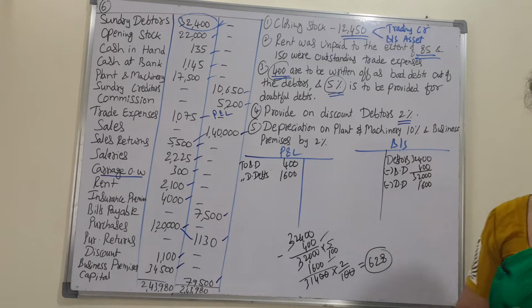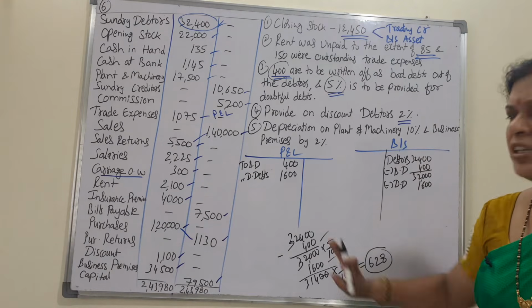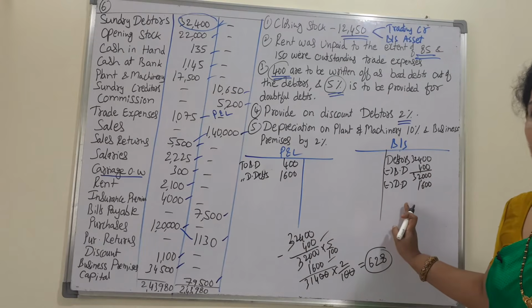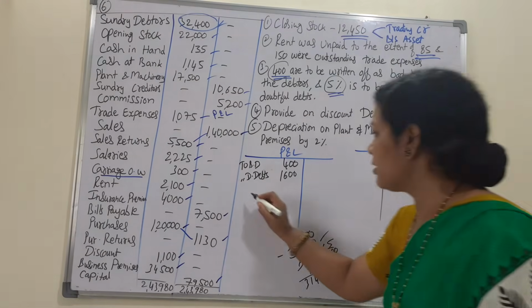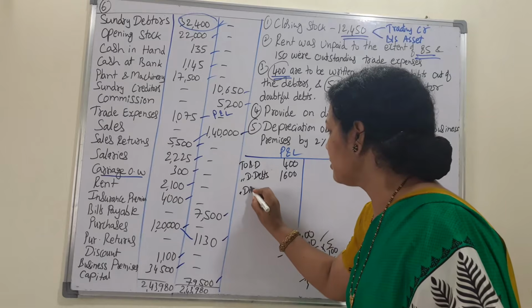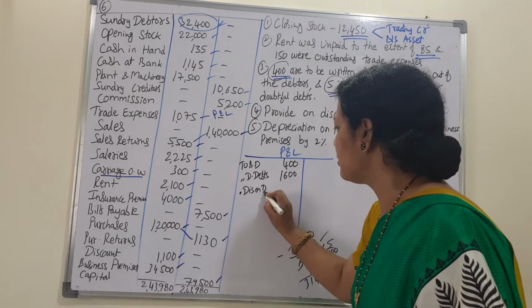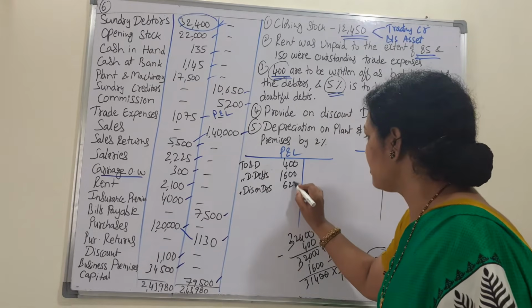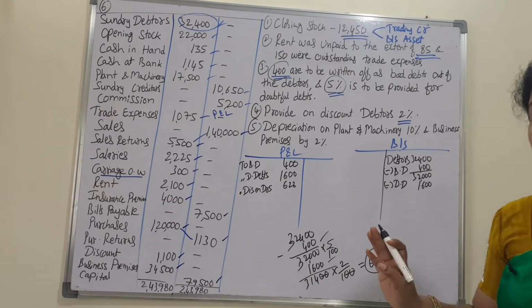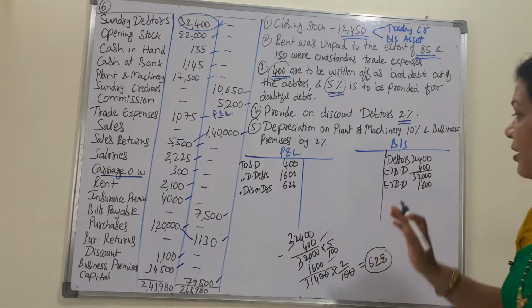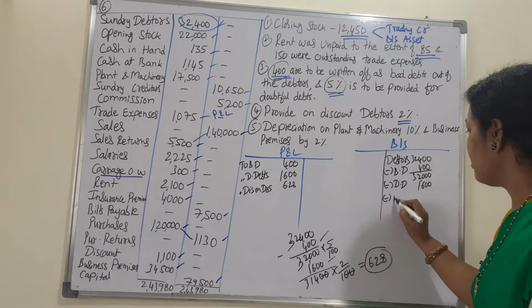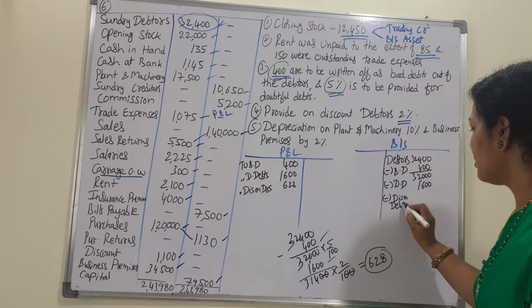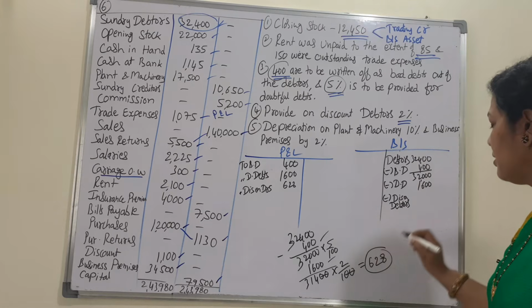628 is the discount on debtors. This treatment is also the same: debit side of the P&L account, and in the balance sheet deduct from the debtors. So discount on debtors 628, and also 628 is to be deducted from the debtors, minus discount on debtors 628.